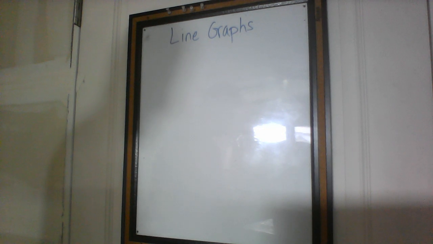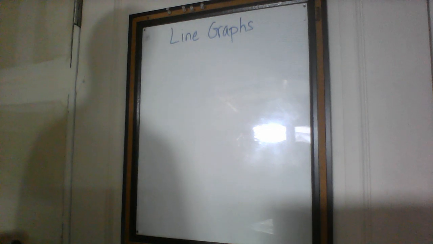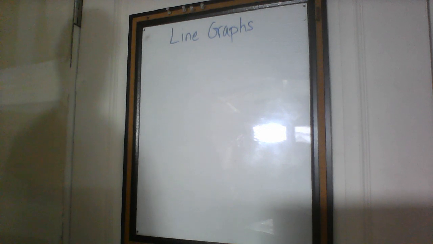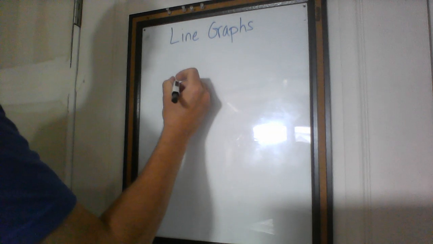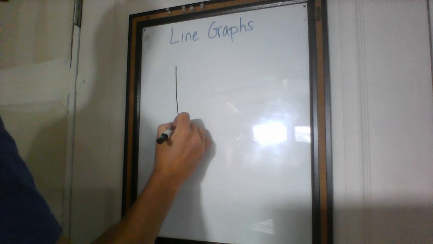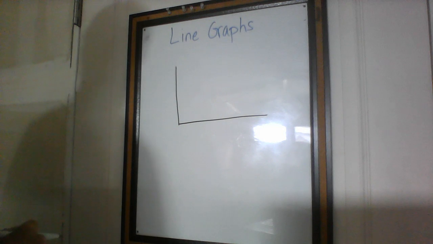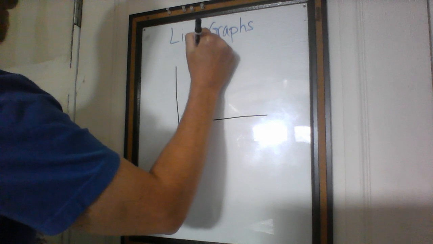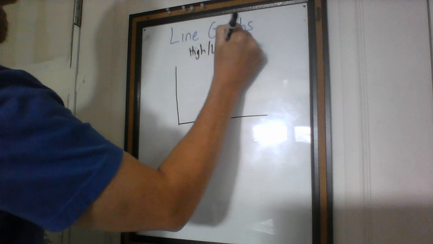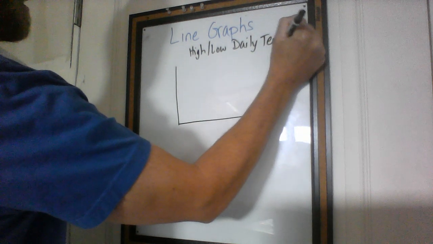Next one is a double line graph. This is one you are going to use this week with what you're going to be asked to do. We're still going to make our exact same x and y axis. This is not going to be just like what you're going to do, but it's going to give you an example. For the title of our graph, we're going to do high and low daily temperatures.